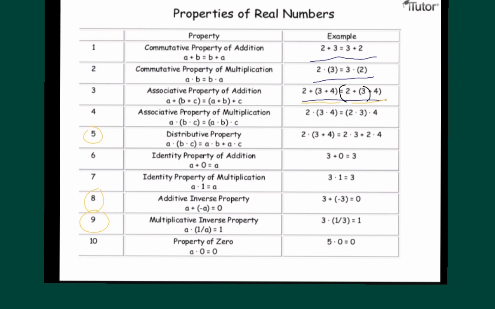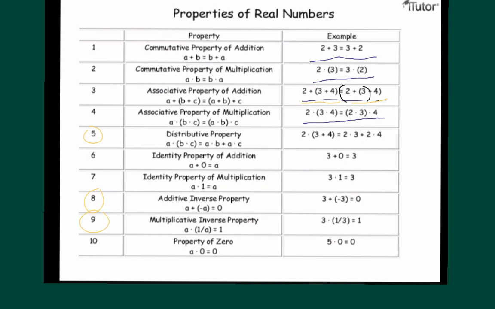All right, let's take a look at number 4, the associative property of multiplication. Same rules apply. No matter where the parentheses are located, the answer will still stay the same. 3 times 4 is 12. 12 times 2 is 24. And 2 times 3 is 6. 6 times 4 is 24. No matter where those parentheses lie, the answer will stay the same. Number 5 we're going to skip. We'll come back to that one later on.